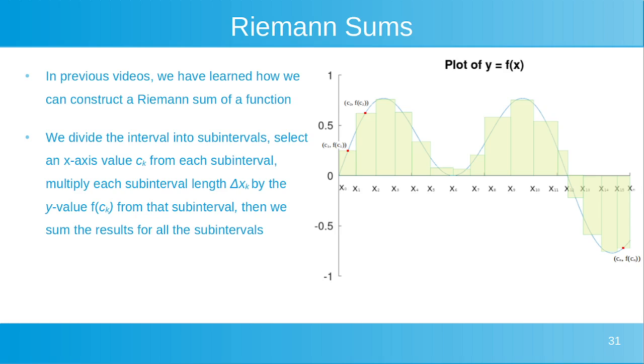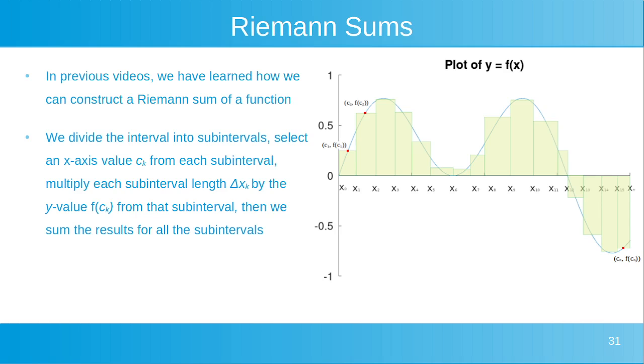Then we do something similar for the second subinterval. So our second subinterval is from x1 to x2. And we select one x-axis value from that subinterval from x1 to x2. We've called that x-axis value c2. Then we've calculated the corresponding y value for that x value, which we've called f of c2. We've calculated the length of the second subinterval, which we've called delta x2. And then we've multiplied delta x2 by f of c2. So we've calculated the product, delta x2 times f of c2.